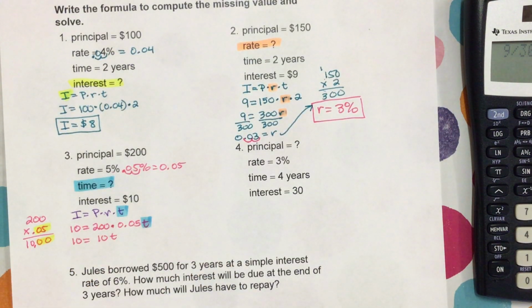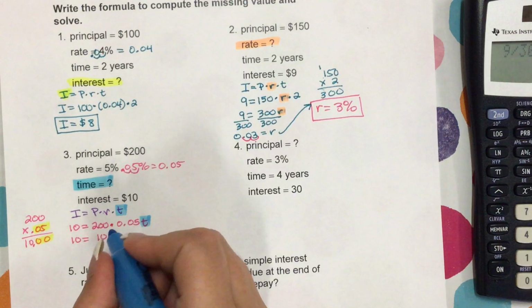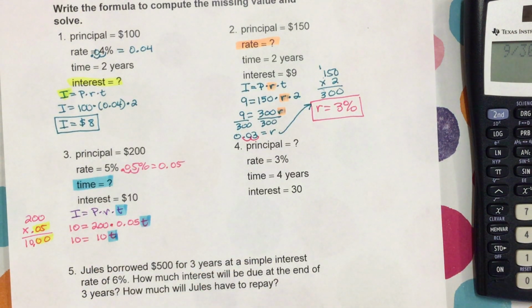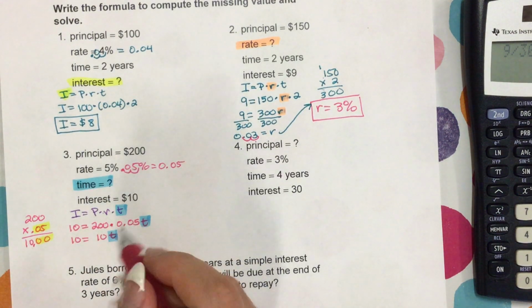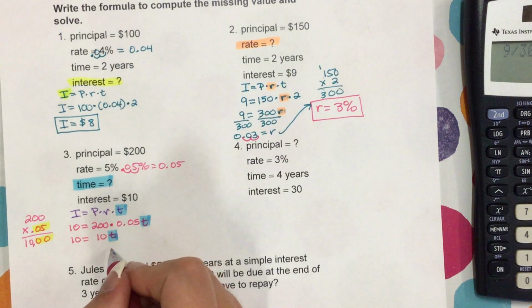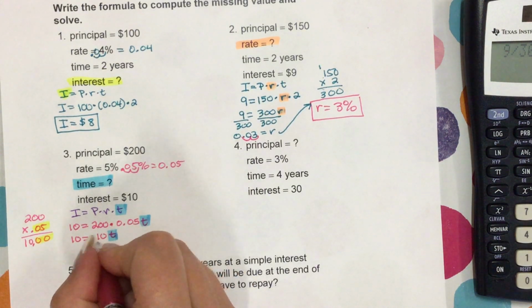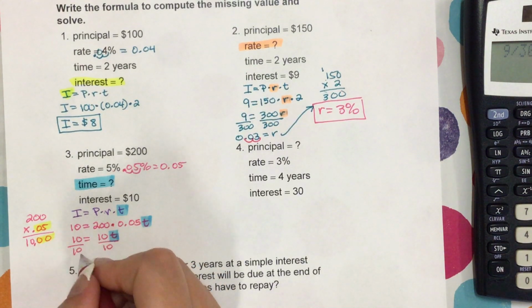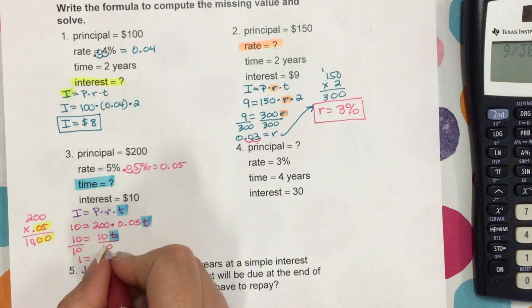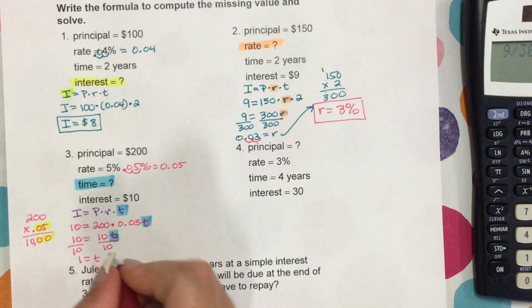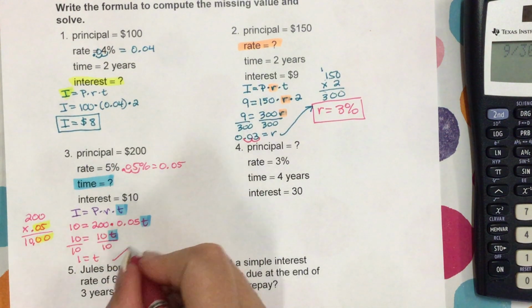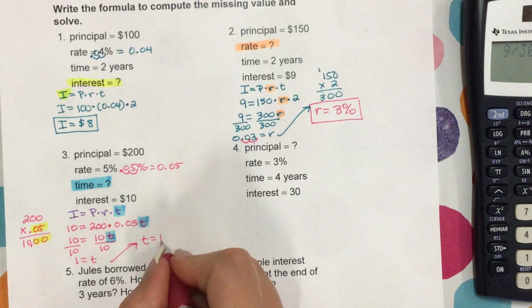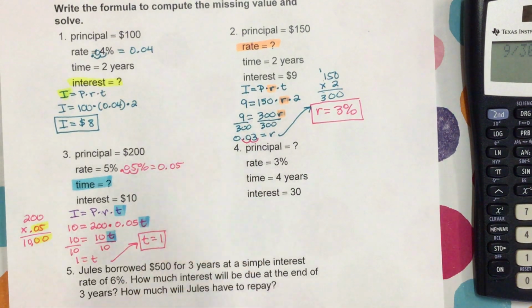We have to get t by itself. There is a 10 on this side of the equation. 10 is related to t through multiplication, so we have to do the inverse operation of multiplication, which would be division. We need to divide both sides by 10, and 10 divided by 10 is 1. 1 times t is t. So that means that the time that the money was invested was 1 year. So if you got that one right, great job. Let's move on to problem 4.